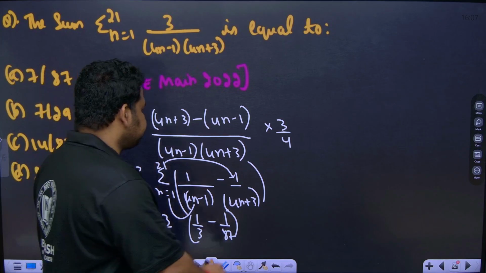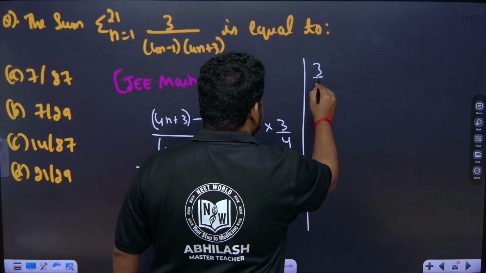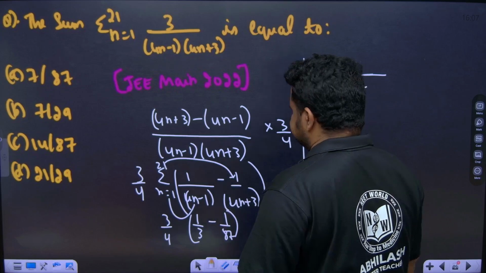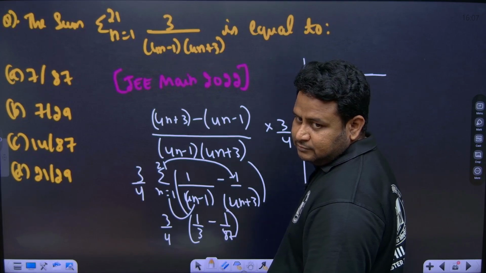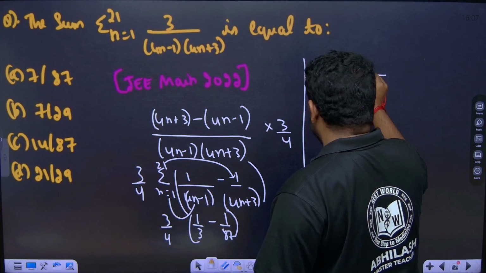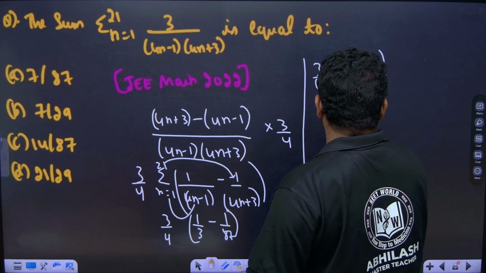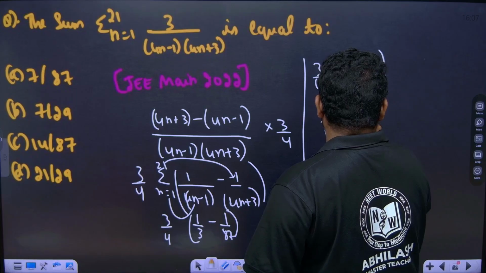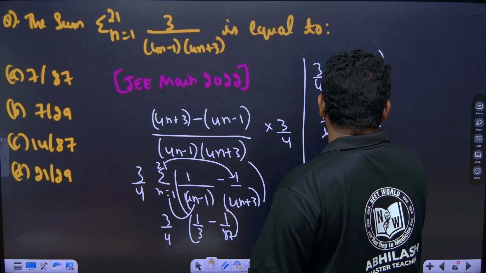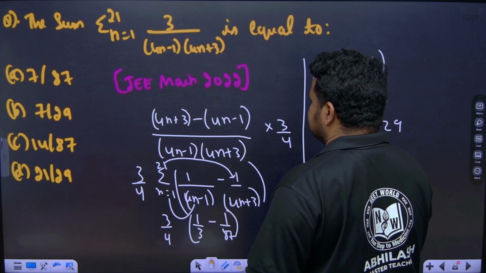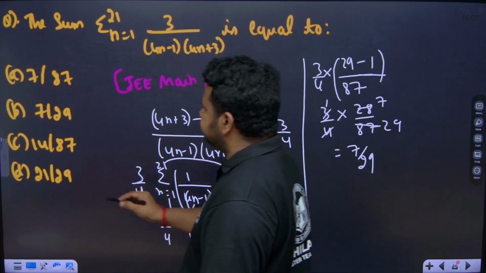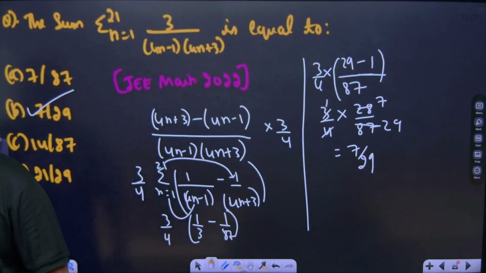So, this will become 3 by 4 into 87. So, 3 how many times is 87? 3 into 29 is 87. So, this will be 29 minus 1 by 87. So, this will be 3 by 4 into 28 by 87. So, 4 ones are 4, 4 sevens are 28, 3 ones are 3, 3 29s are 87. So, the answer is second option, that is 7 by 29. Clear? Understood?